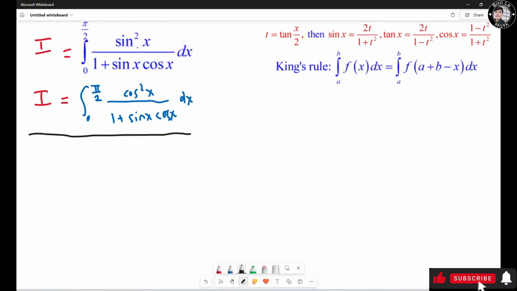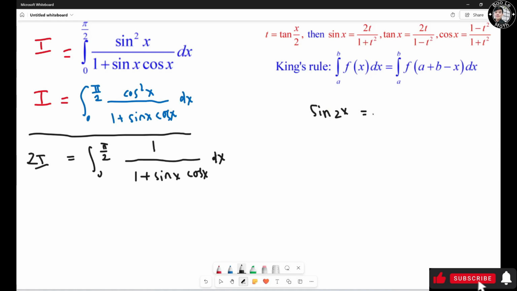Now I have I equals this one, so I'm going to add these up vertically. So I have 2I equals the integral from 0 to pi over 2. These two have the same denominator, so I just rewrite the denominator. Now the top, sine squared of s plus cosine squared of s, is going to be 1. We know that sine 2s equals 2 sine s cosine s, so I'm going to divide both sides by 2, and then this cancels out. Now I'm going to substitute sine 2s over 2 for sine s cosine s in this integral.